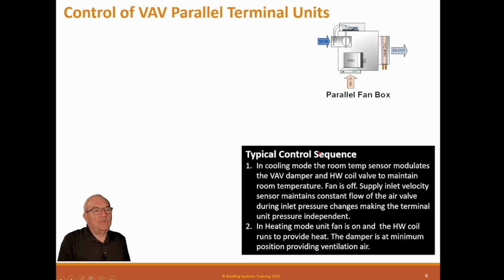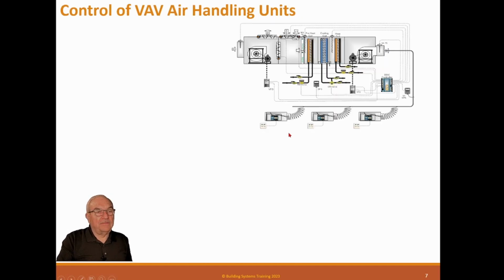Typical control sequence. In cooling mode, the room temperature sensor modulates the VAV damper and hot water coil valve to maintain room temperature. Fan is off. Supply inlet velocity sensor maintains constant flow of the air valve during inlet pressure changes, making the terminal unit pressure independent. In heating mode, the unit fan is on and the hot water coil runs to provide heat. The damper is at minimum position, providing ventilation air.